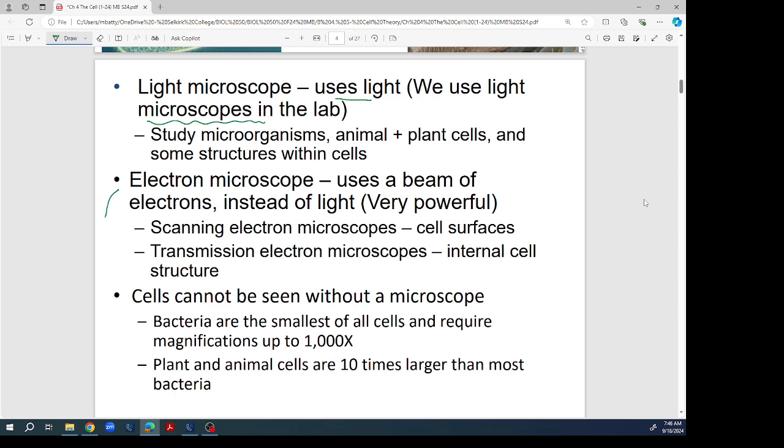Electron microscopes or scanning electron microscopes are not what we use in the lab. They are very powerful and they give really interesting images. You'll find them all over our textbook, all over the internet, but again, they're beyond our capabilities in the lab. You're not going to be able to see cells without the microscope.